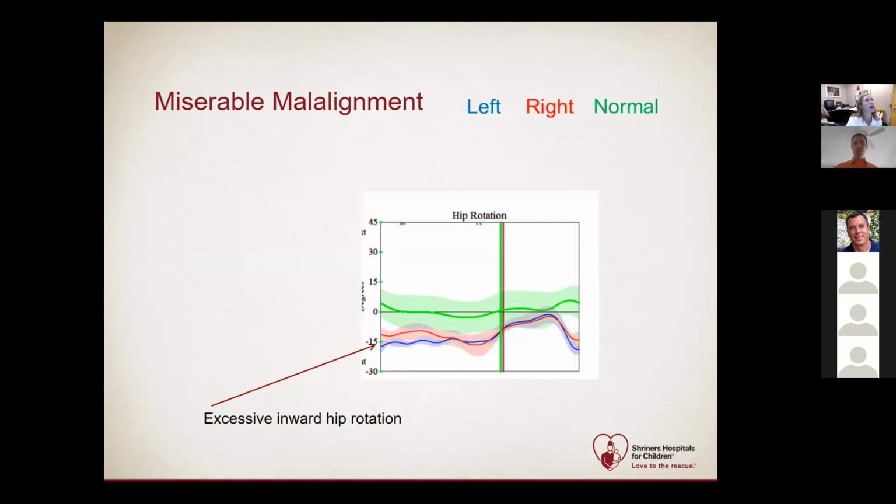All right. So in here, we're looking at her gait curves and hip rotation. And right here, you can see this is actually excessive inward hip rotation.